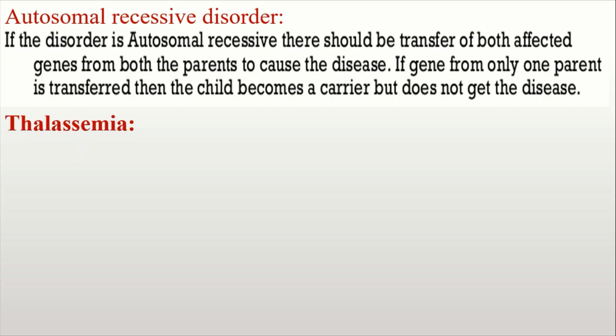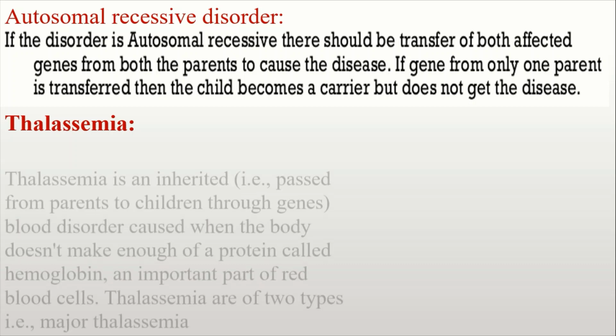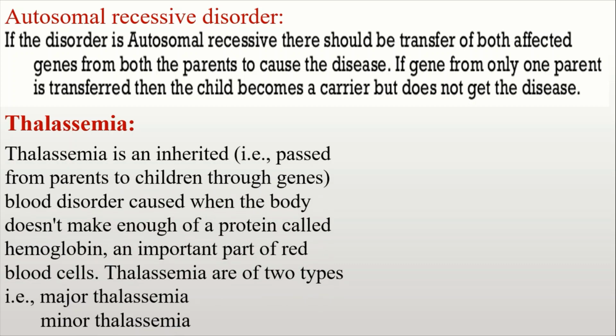Thalassemia is an example of an autosomal recessive disorder because some change occurs in the autosome, and when some change occurs in the autosome, thalassemia is created. Thalassemia is an inherited blood disorder caused when the body does not make enough of a protein called hemoglobin, an important part of the red blood cell.